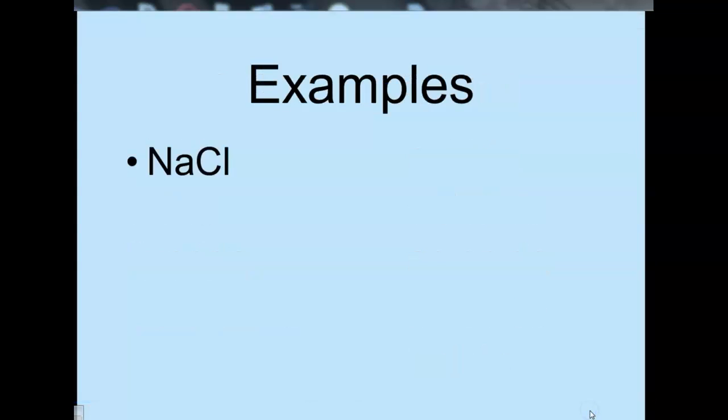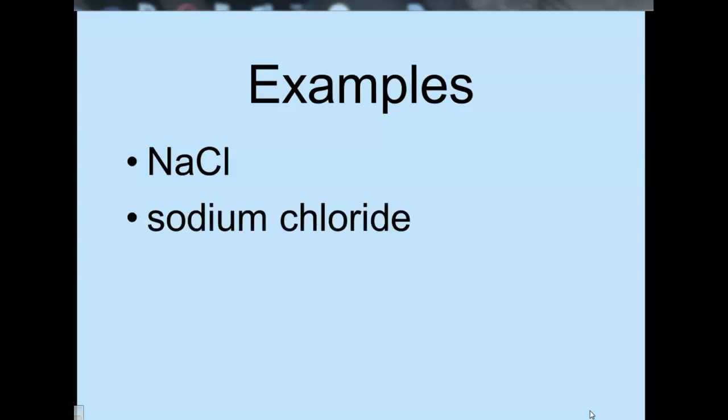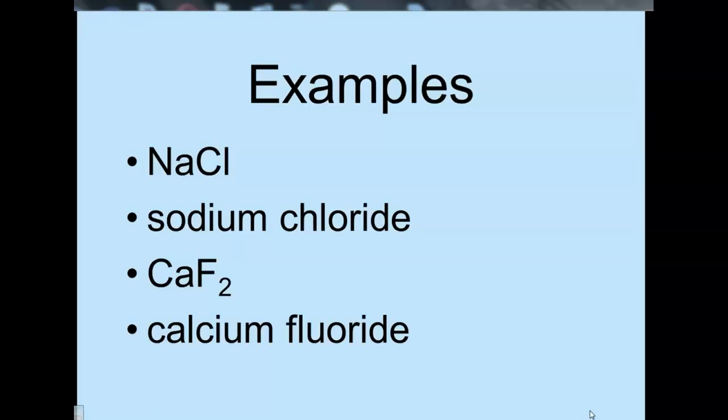Okay, so some examples. We've looked at this one. The metal is sodium. The non-metal is chlorine, but we're going to change it to chloride. Right, and we've looked at this one. The metal is calcium. The non-metal is fluorine. We change it to fluoride. Notice we don't have anything in there to account for that little 2. Just the name of the element ending in IDE.